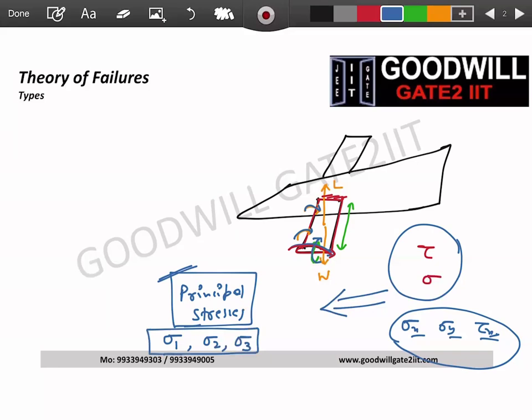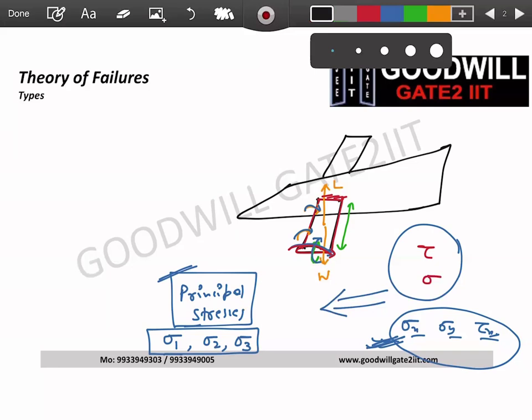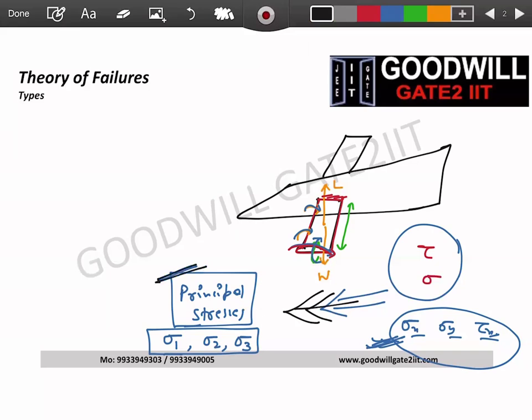Keep this in mind. These are the real stresses acting on the system. So maybe some stresses are coming because of bending, some are coming because of torsion. And as a designer, for your easiness, you have converted them into some meaningful numbers which you can interpret better, and you are naming those stresses as principal stresses.